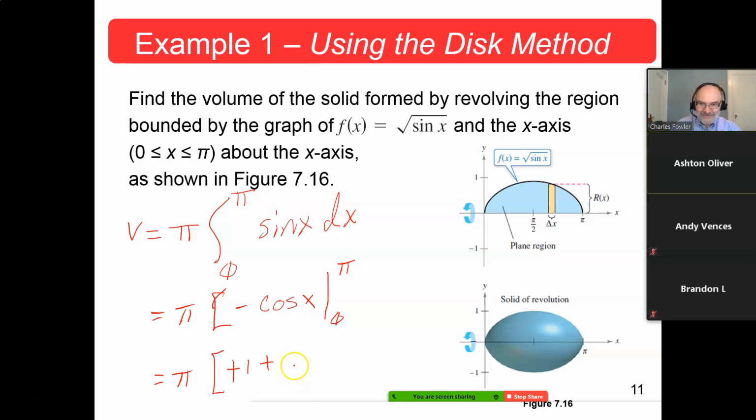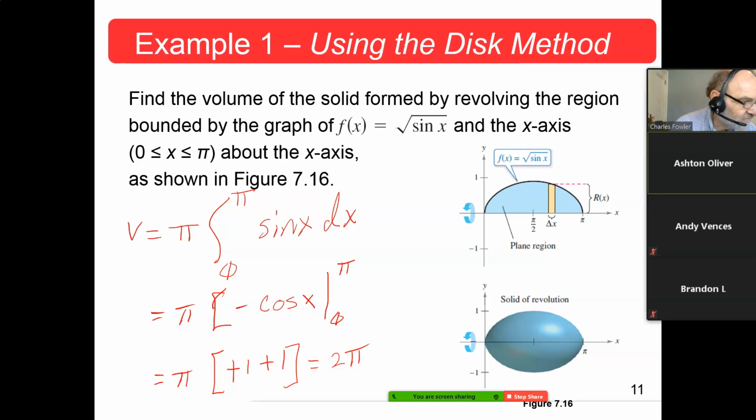One. Okay, it's 1. Okay. So what does this give you? 2 pi. That's the volume of that football right there that they got from integrating the square root of sine x, excuse me, square root of sine x squared from 0 to pi.